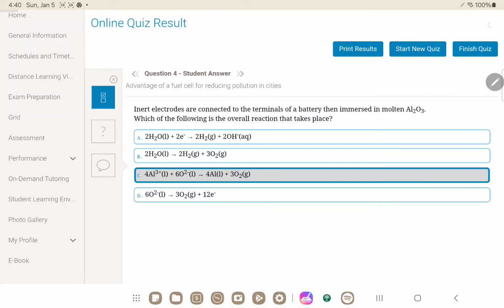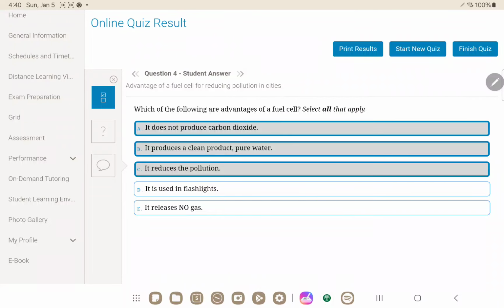Now, moving on. Which of the following is an advantage of a fuel cell? For these ones, you have to memorize the table in the chapter 4 notes. It's really important. There's not really any way to explain it, just memorize. It doesn't produce carbon dioxide. It produces a clean product, which is pure water. It doesn't have any harmful gases. So because it doesn't have any harmful gases, it reduces air pollution.